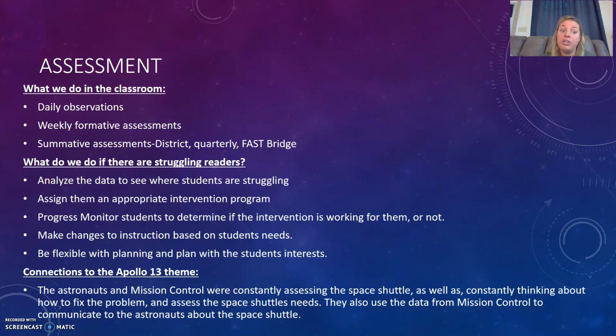What do we do if there are struggling students and/or struggling readers who are not on grade level? We analyze the data to see where students are struggling. We assign them an appropriate intervention program for their Tier 2 instruction. We progress monitor students to determine if the intervention is working for them.